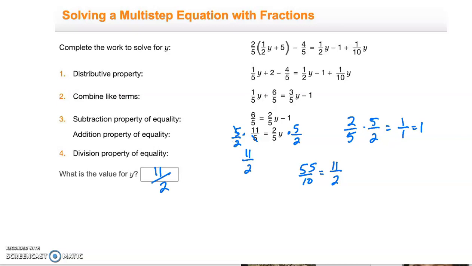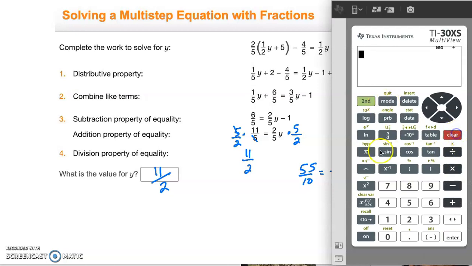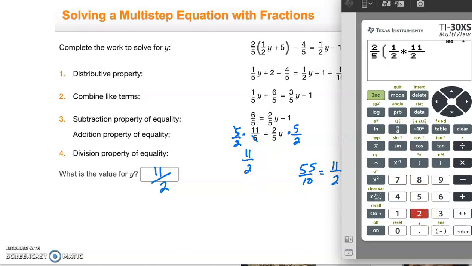I'm not going to go through the whole steps, but let me just show you where those things are. If you wanted to verify and start with 2/5, you just do 2, and then this button right here is n divided by d is 2/5, and then we click our right arrow, and then we can do our parentheses 1/2. And anytime you want to get out of the fraction, you've got to click the right arrow. And now it's times 11 halves plus 5, close parenthesis, minus 4/5. And I can hit enter at that point, and I get 23 over 10.